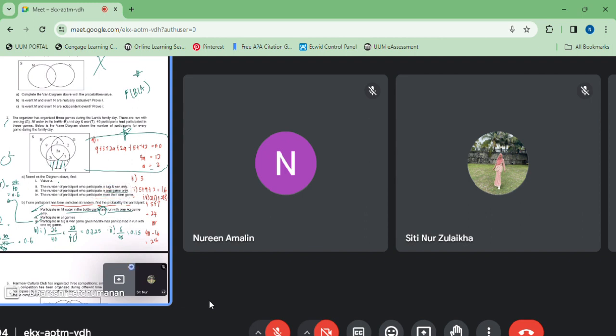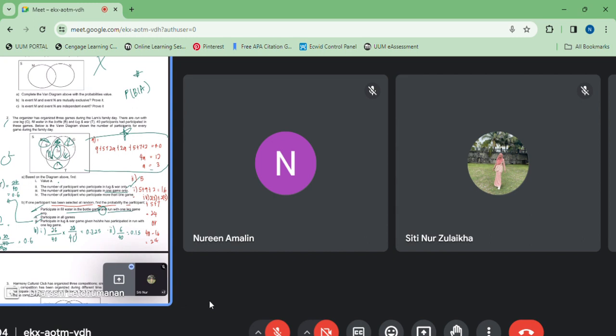So one game only means here, this one, and this one. This one is 2 games, you know. The intersection here is 2 games. This one is 2 games. This one is 2 games. And this one is 3 games. So when they say one game only, 2 plus 9 plus 5. Simple. Done. Okay.